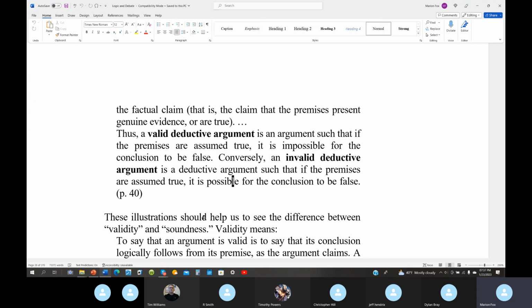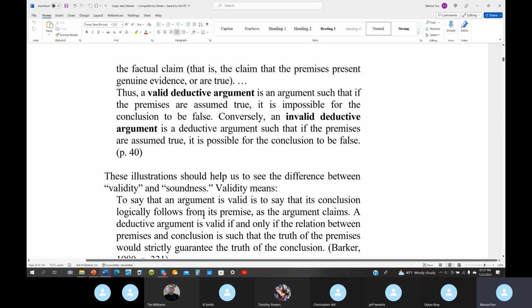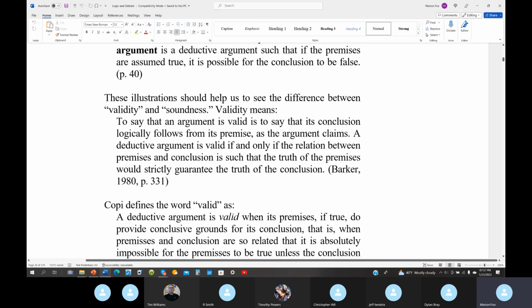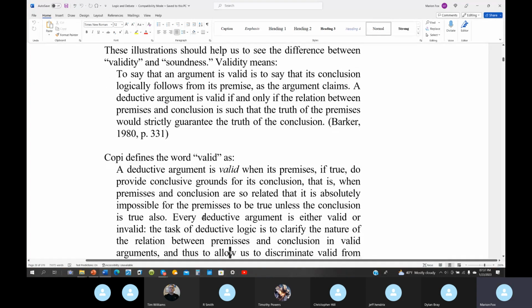And we're going to see the difference between validity and soundness. Now, with the mathematics, we showed it. The valid process to get the sum of their ages was to add. In a simple sense, that simply showed the difference. And a sound argument was to add the correct ages, and you'll get the sum of their ages.